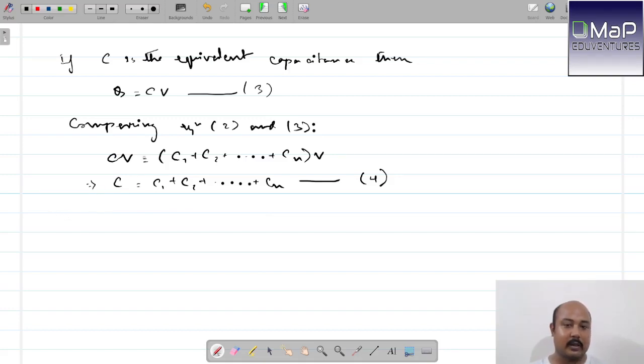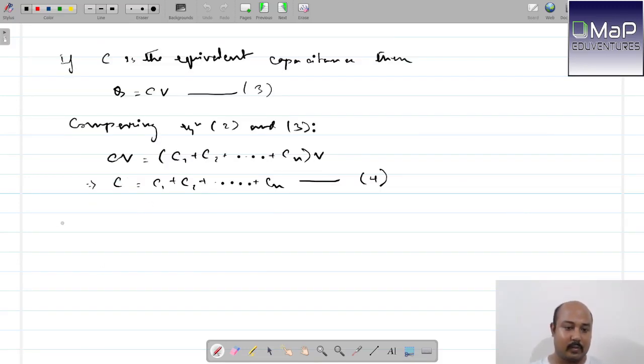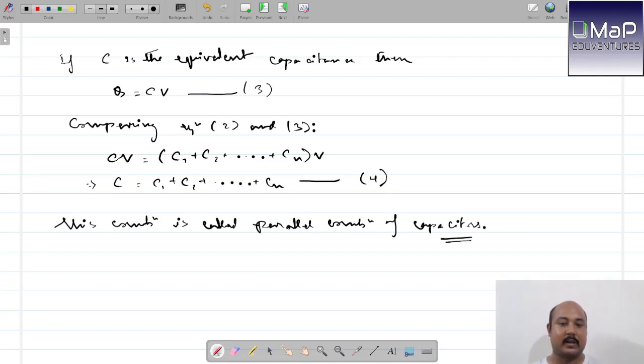Our question asked us to name the particular combination. So this combination is called the parallel combination of capacitors. Okay, so this completes the answer. This is about question number 3a, the first part. Then we move on to question number 3a second part.